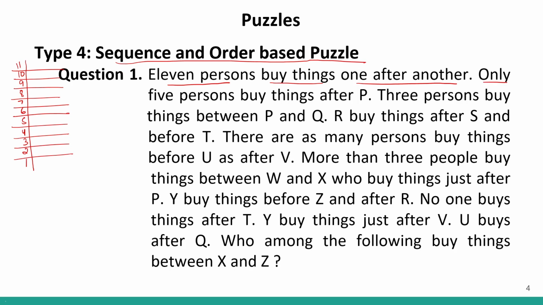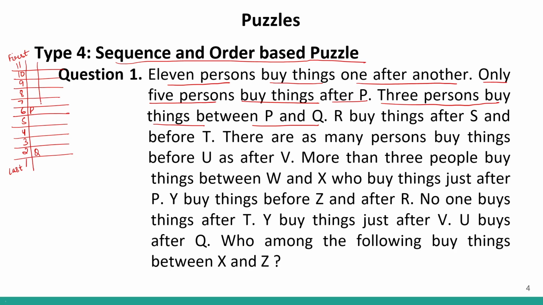So to avoid that, keep in mind that we have to consider each and every possibility. So it is given to us that only 5 persons buy things after P. So if 5 persons buy things after P, P will come here, correct? P will come at this place if 5 people buy things after P. So I am assuming that 11 means the first person who buys something and 1 means the last person who buys something. So 5 persons buy something after P. That means 1, 2, 3, 4, 5. We have 5 places after P. Now 3 persons buy things between P and Q. So 3 persons buy things between P and Q means 1, 2, 3. I can have Q over here.